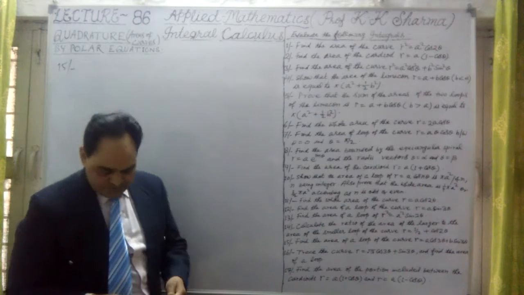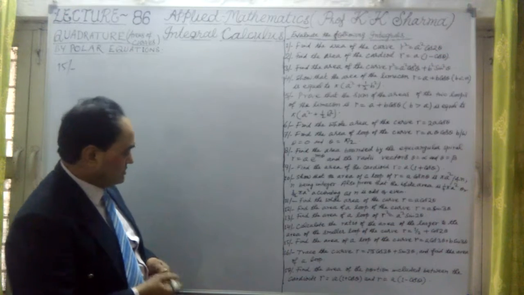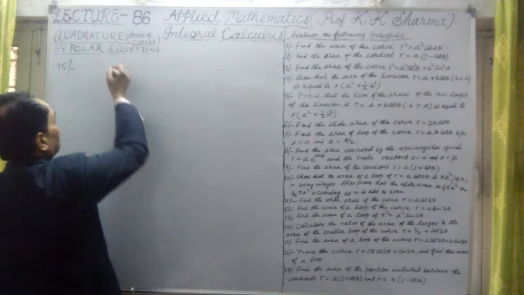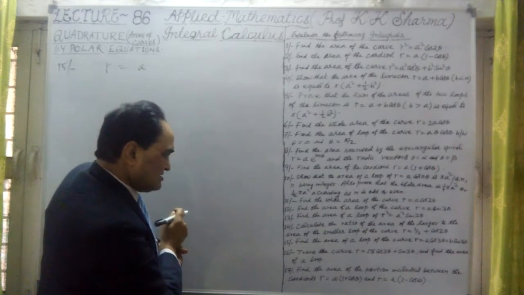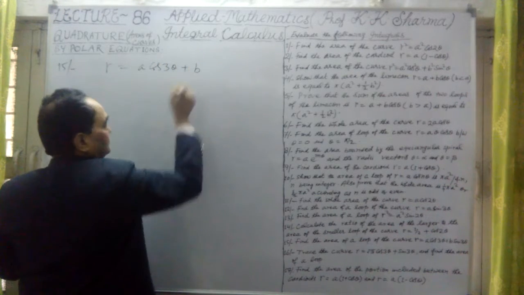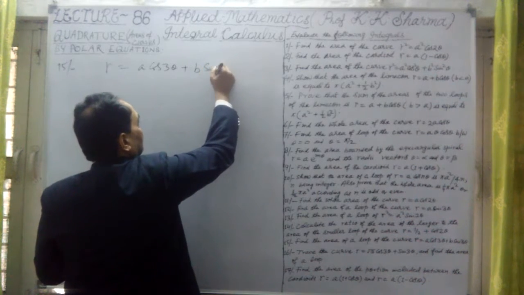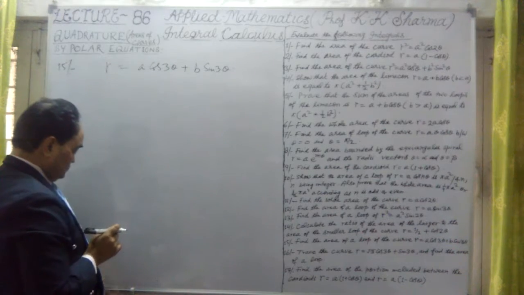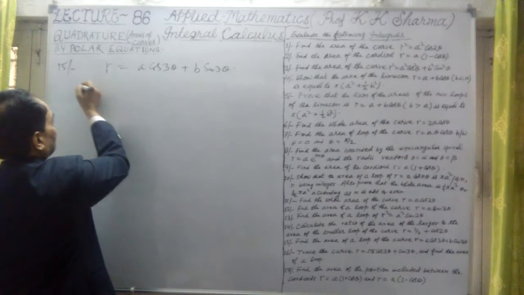Question number 15 says, find the area of a loop of the curve r is equal to a cos 3 theta plus b sin 3 theta. Now, what kind of curve is this? Now let me put the solution.